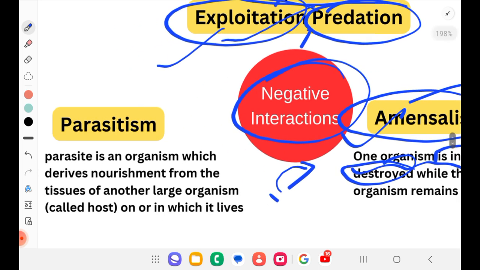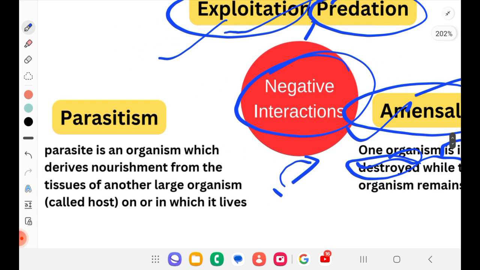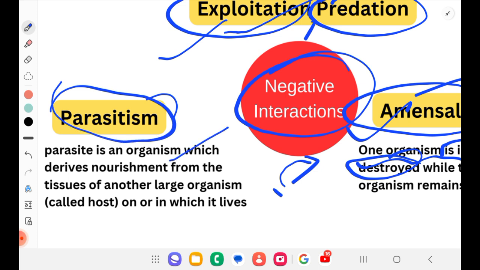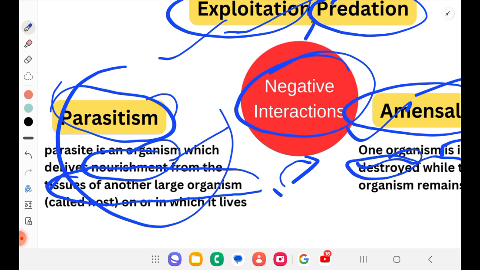Next we have parasitism. We know, right, what is parasitism? A parasite is an organism which derives nourishment from the tissues of another larger organism. They are called a host, right? So that is what is called a parasite. On one organism it is getting its nutrition and it is harming the other organism. That is called parasitism, right?